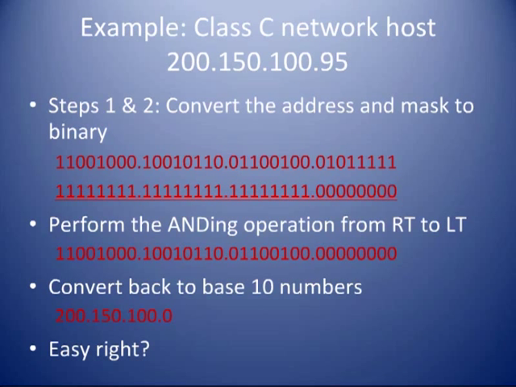So the next step is to perform the ANDing operation, and that's where you start on the right side. And you just take that first one and the zero there, and you AND them together. From the truth table, we know that this gives us a zero. So working from right to left, what we're going to do is just go bitwise, one step at a time, and AND all of these pairs together. And the resulting numbers are there in step three, where we have all zeros in the fourth octet. Converting this back to base 10 numbers, we get that the network for this particular host is 200.150.100.0. Okay? And that's the basic process that you follow. And it doesn't really matter what your IP address is or what your mask actually is or whether you're doing supernetting or subnetting. It always works the same way.